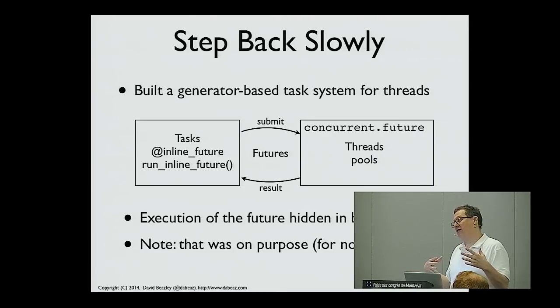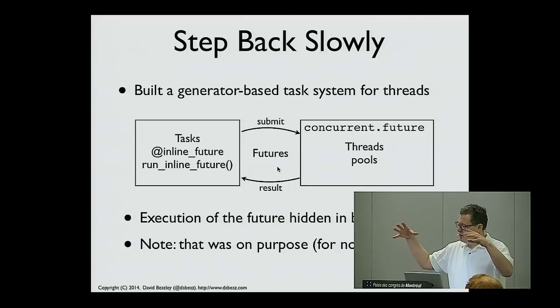If you step back from this code and look really carefully at it, what you've built is a generator based task system. Under the covers it's using threads and pools and so forth, but over here I'm just writing generator functions and little coroutines and yield, and the whole thing is tied together with these future objects. Why would I be going in this direction?